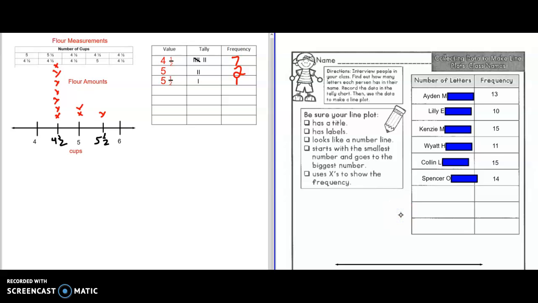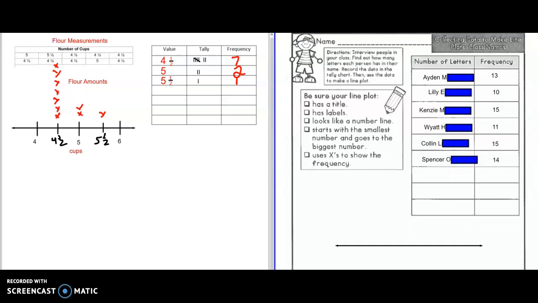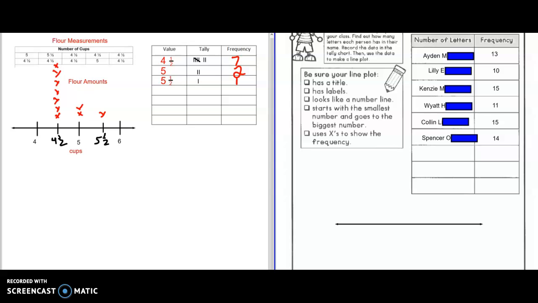So anyway, after you interviewed your friends, you would have written down their names, and then you would have counted up how many letters was in each person's name. So my first person I have here is Aiden M, and his full name has 13 letters. And I have Lily E with 10 and Kenzie M with 15, and so on and so forth. So here's our data. So then what I would do with that data is create my line plot, making sure that it has a title.